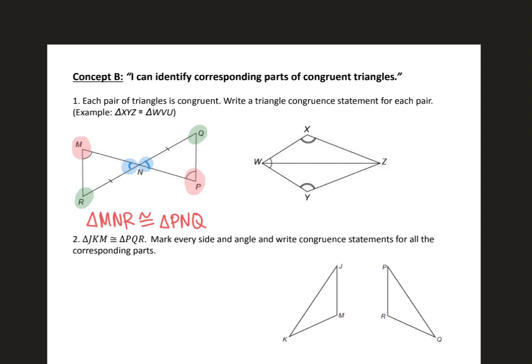All right, same thing with the second example. I'm going to highlight. So angle W matches up with angle W. Then we have X and Y that goes together, and then angle Z and angle Z. So now our triangle congruent statement is going to be the triangle on top. I'm going to call WXZ is congruent to the triangle on the bottom, so WYZ.